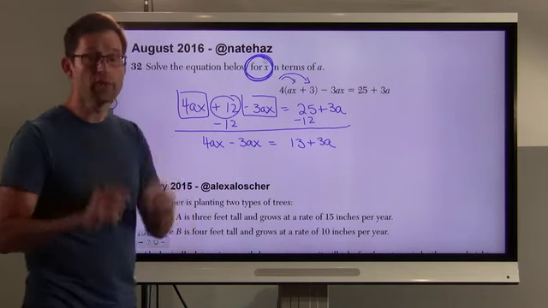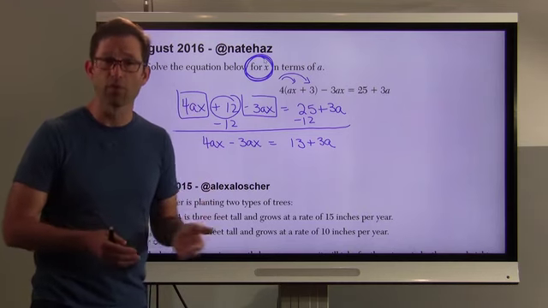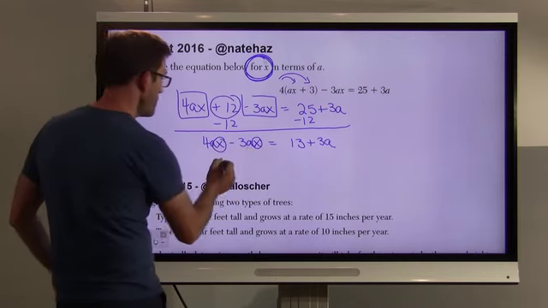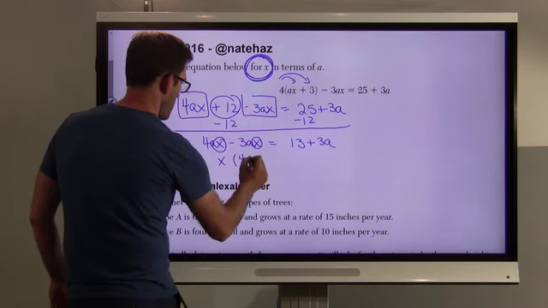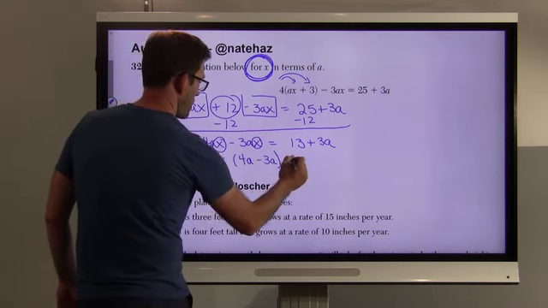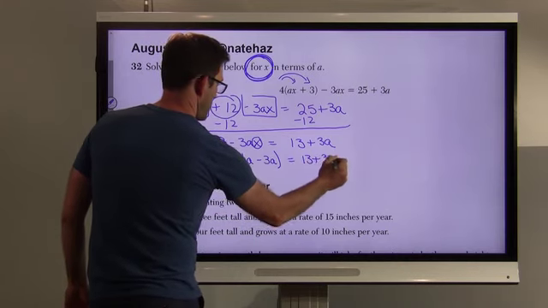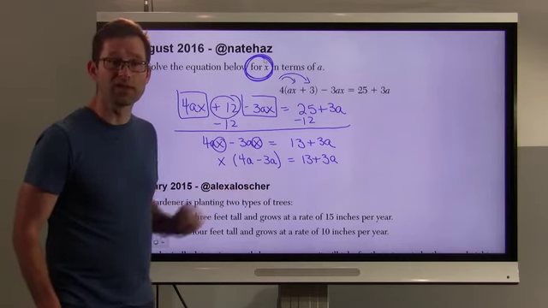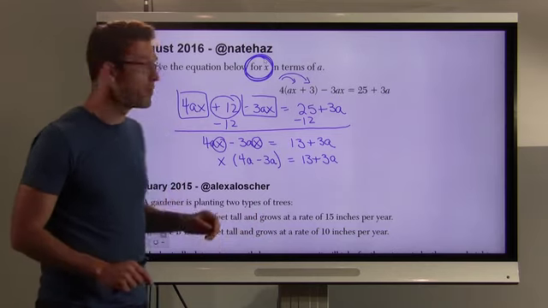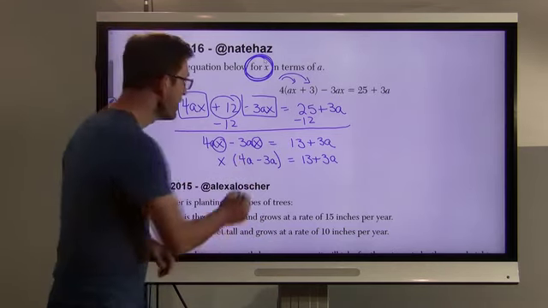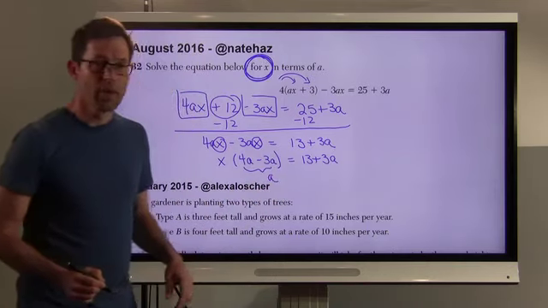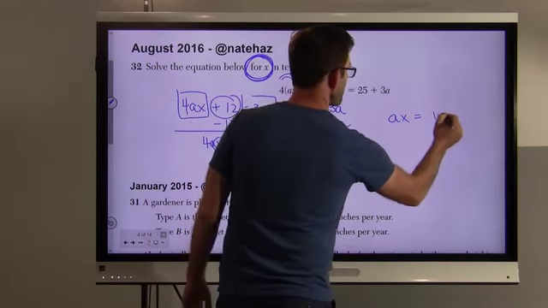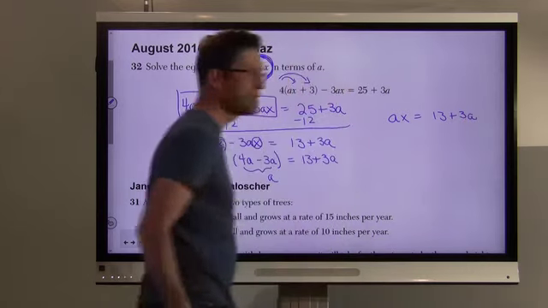But the sort of trick, if you will, is to bring some factoring in. I know we haven't reviewed that, but x is a common factor of both of these terms. So what I'm going to do is I'm going to factor it out like this. Okay, I've got that. It's all looking good. Now, there's actually nothing in this problem that says I've absolutely got to simplify this. But hopefully everyone will feel comfortable with the fact that 4a minus 3a is just a single a, right? In which case, what I have now is I've got a times x on the left side equals 13 plus 3a on the right side, right?